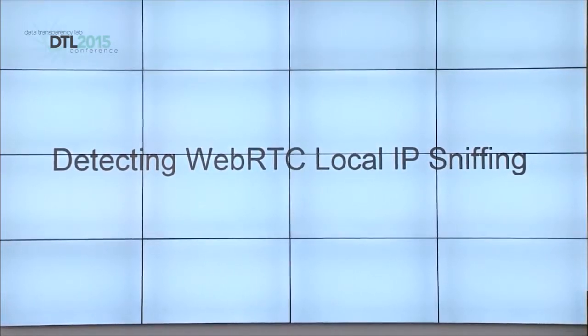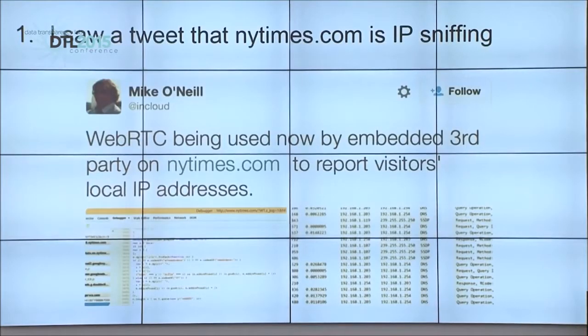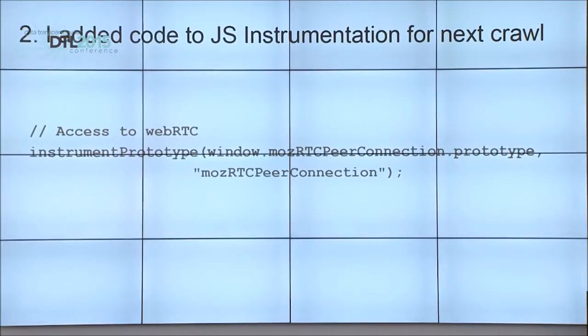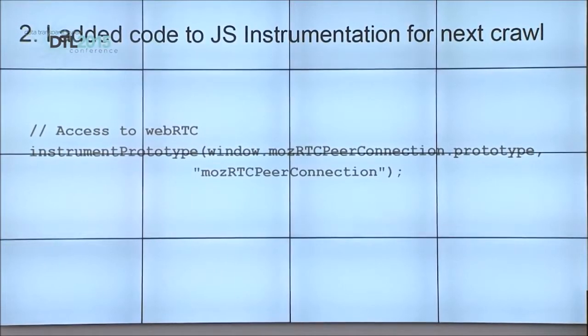So I saw a tweet that the New York Times was doing this, and I said, well, why don't we go and measure that in our larger crawls? So I added some JavaScript instrumentation to do this. And I want to point out, this was added to the Firefox extension that I was talking about. We only needed to add one line to do this. Just call our instrument prototype function, which can instrument any JavaScript object prototype, and call it on the API that we see being used for fingerprinting.